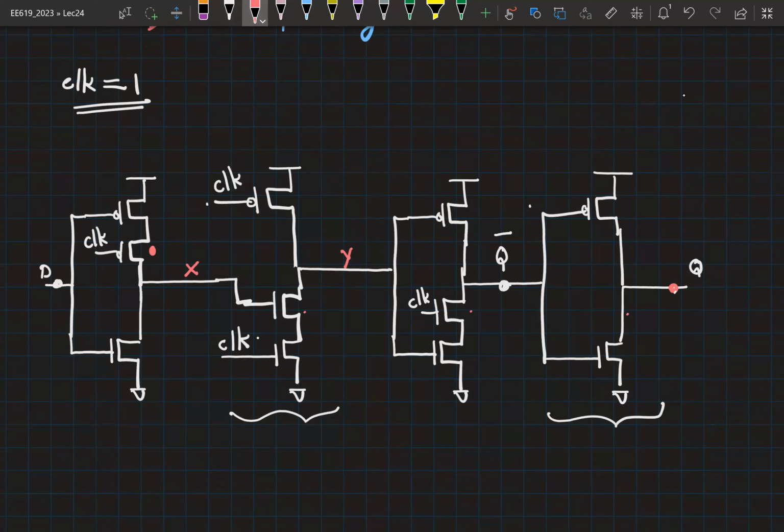Let us quickly remove the transistors that have turned off. Is this transistor on or off? This is off. Why? Because you have a PMOS whose gate is now connected to VDD. So this transistor is off. What about this transistor? That is also off. This one, that is on. This one, that is also on. So what comment can you make about X?